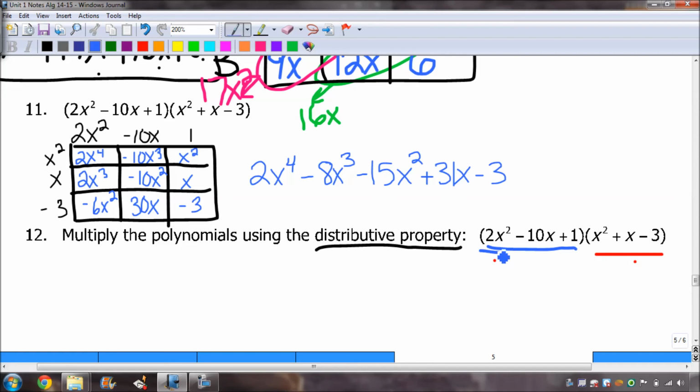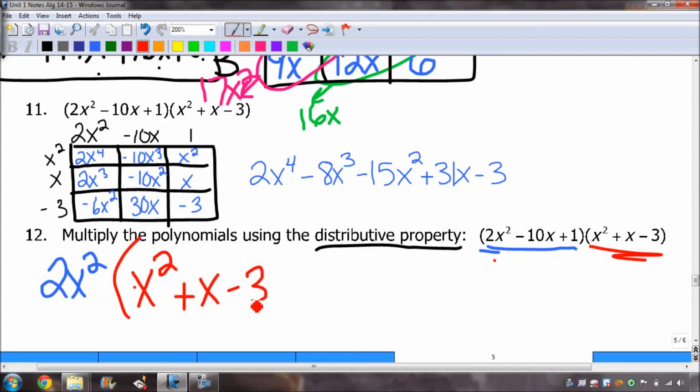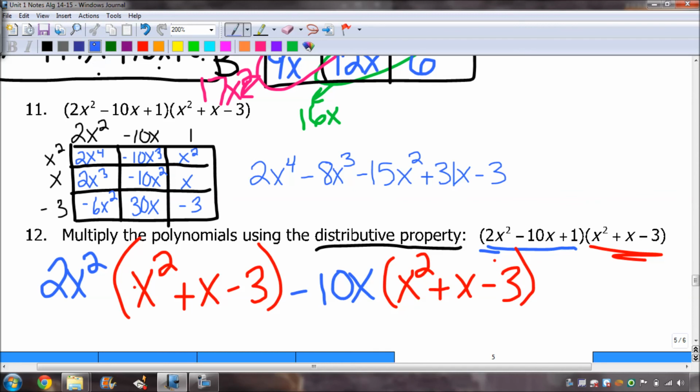So see this 2x squared to begin with? I'm going to write down that I'm going to distribute it to everybody inside of the second set of parentheses right here. So I'm going to multiply it by x squared plus x minus 3. Okay? And then I'm going to do the same thing with this negative 10x. Distribute it through to the x squared plus x minus 3. And then lastly, I'm going to do the same thing with the 1. Again, I'm getting these numbers from this set of the numbers in this trinomial. So I'm going to have 1, and then I'm going to have x squared plus x minus 3.